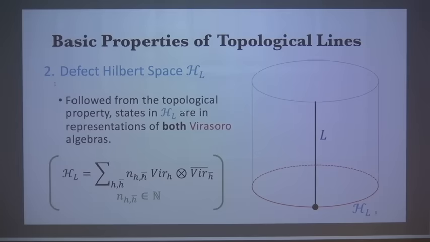Following from the topological property of the topological line, the defect Hilbert space has to fall into representations of both the left and the right Virasoro algebras. This in particular means that when we decompose the Hilbert space into representations of Virasoro algebras, the multiplicity has to be an integer. And that turns out to be a positive integer, and that turns out to be an extremely strong constraint on what topological lines can exist in a given 2D CFT.